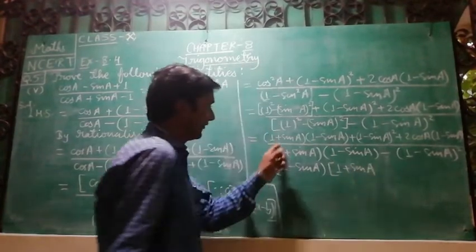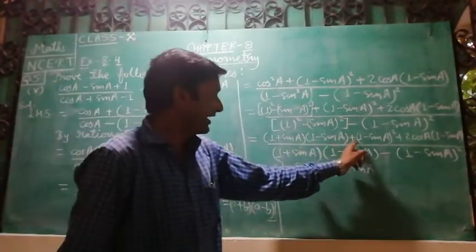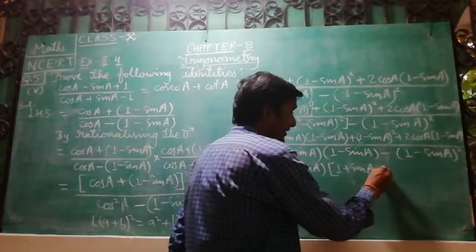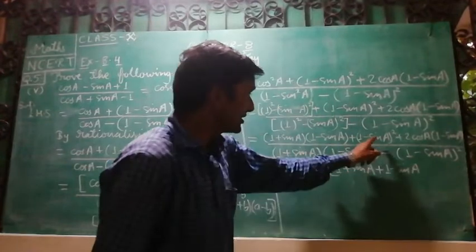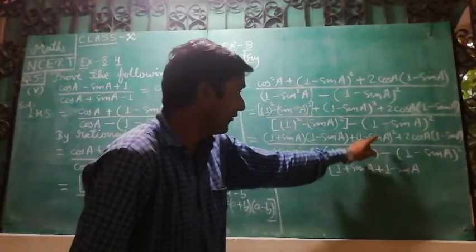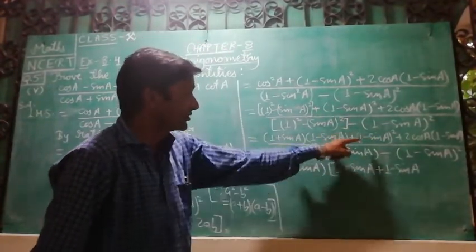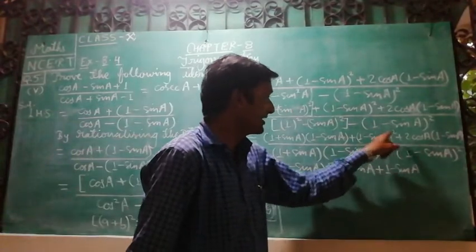See, 1 plus sin a is remaining, and then plus 1 minus sin a. Why is it so? Let us see why. Because here it is whole square, so 1 minus sin a is taken common. So 1 minus sin a into 1 minus sin a will be 1 minus sin a whole square.